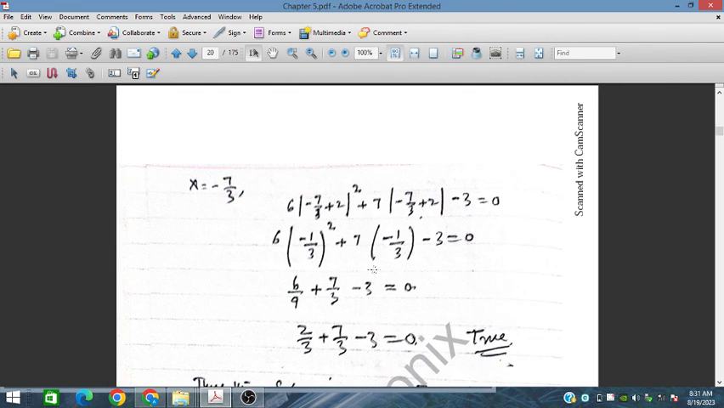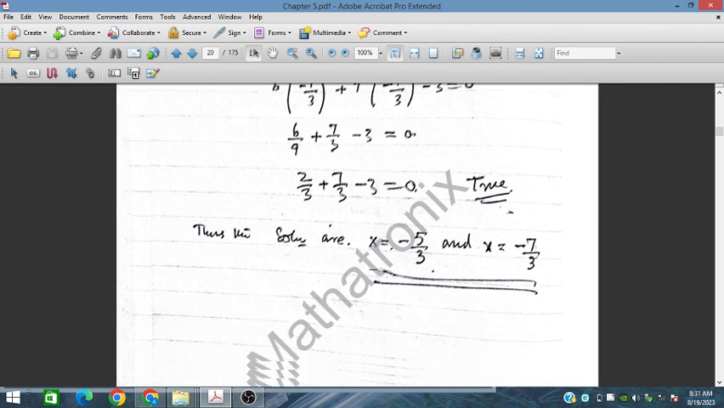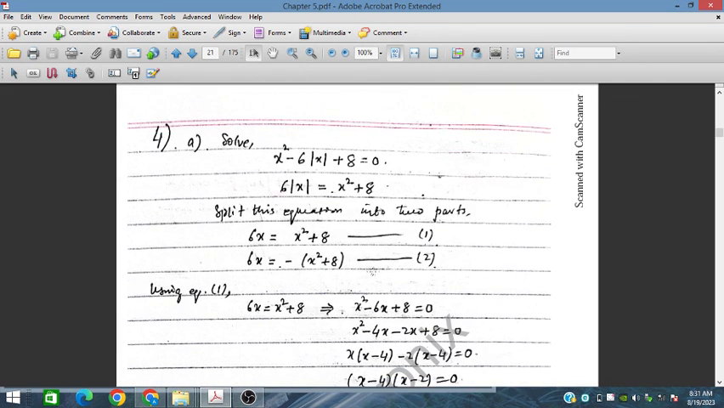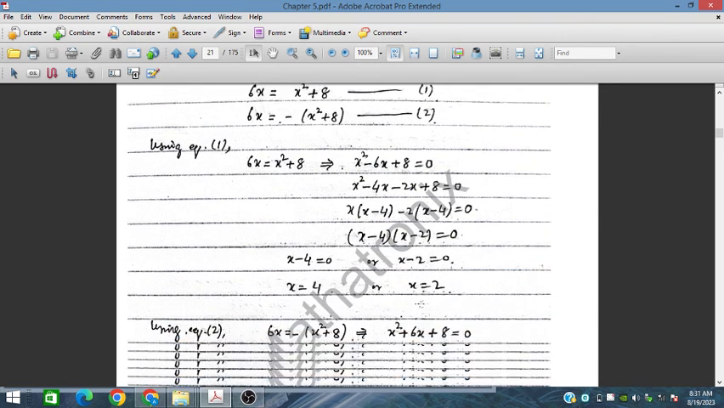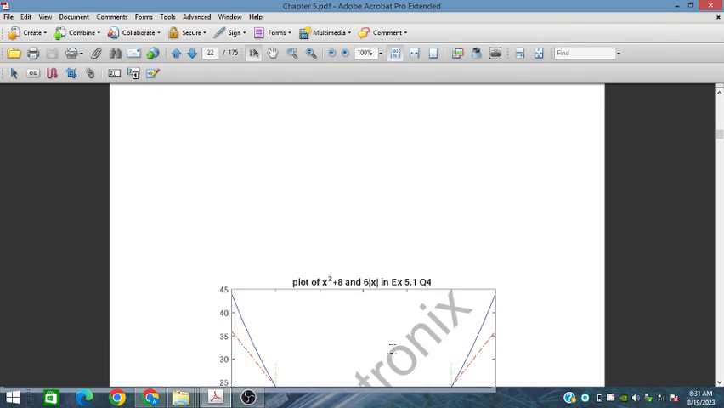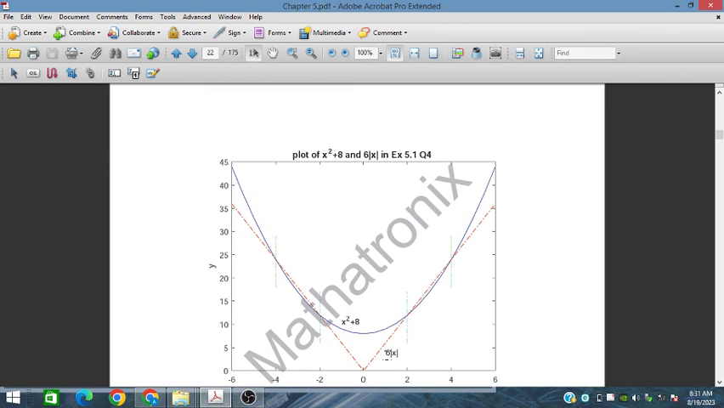So this is question number 3. Now question number 4 can be solved in a similar way, and we have drawn this. And from this question we see that we have intersection at 4 points.